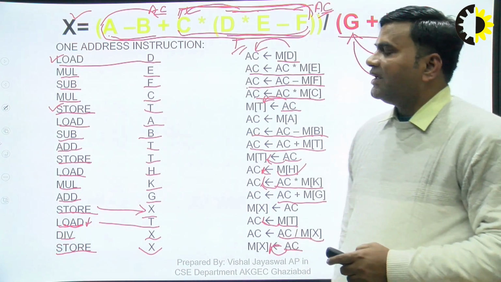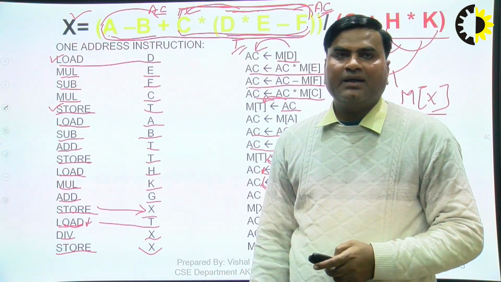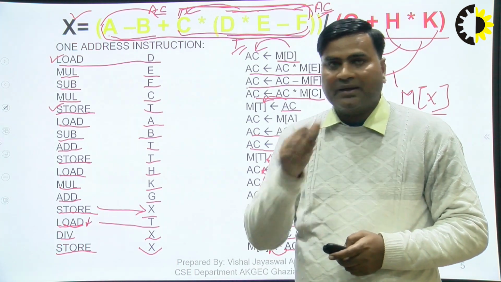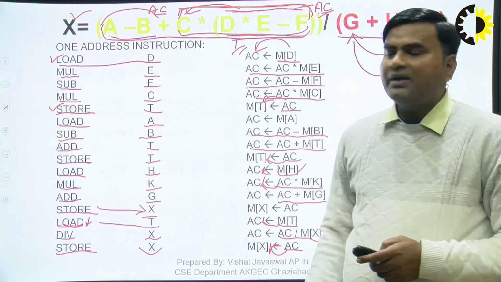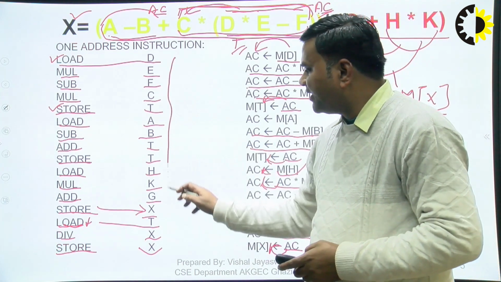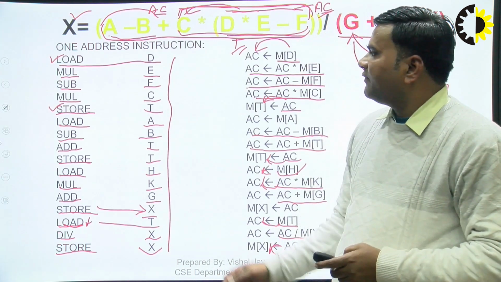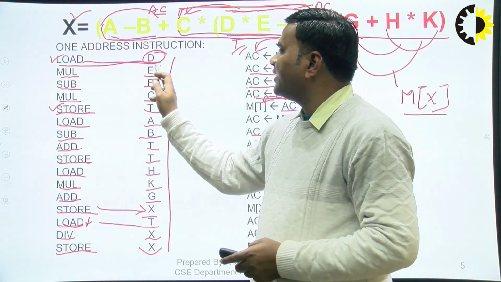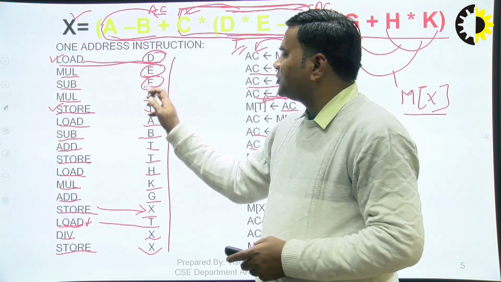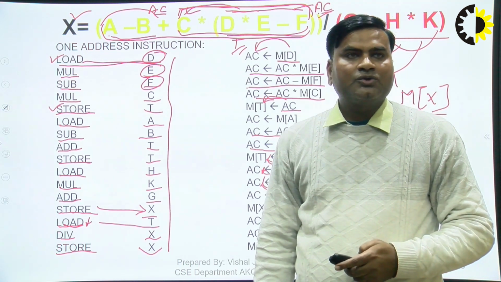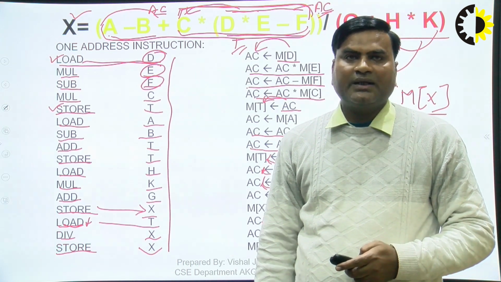So in this way we are solving the arithmetic expression using the one address instruction format. In this we are using only one address. We cannot use more than one address, and we can see that in each instruction we are using only one address. In our next lecture we are going to solve this expression with the help of the zero address instruction format.